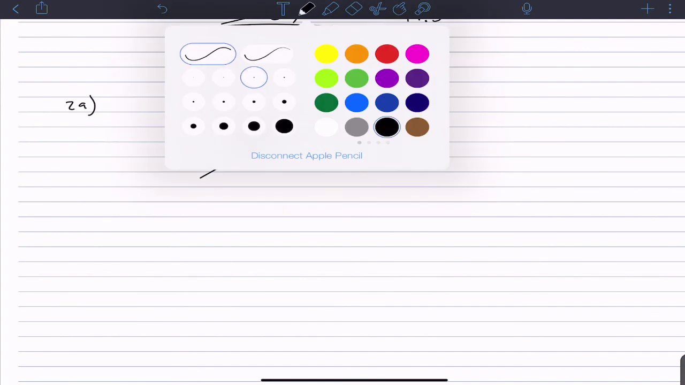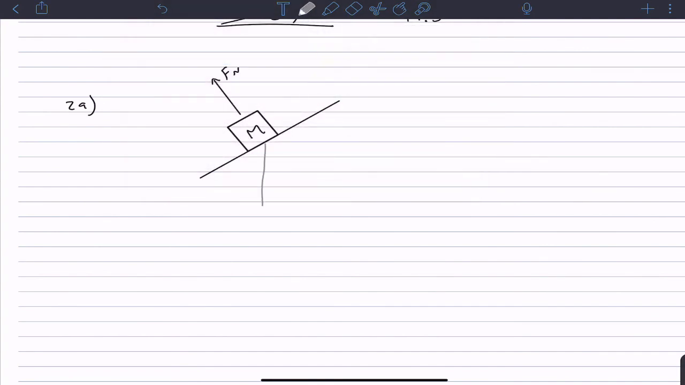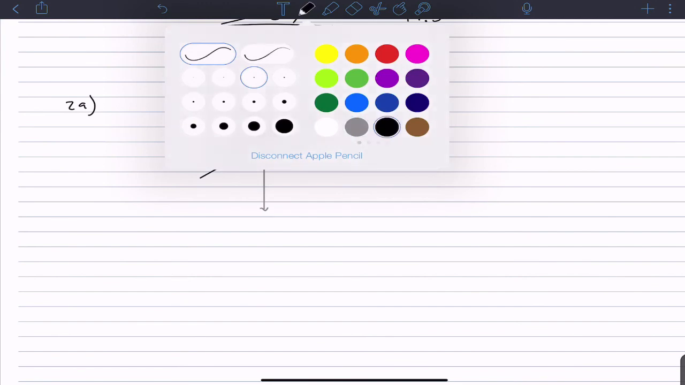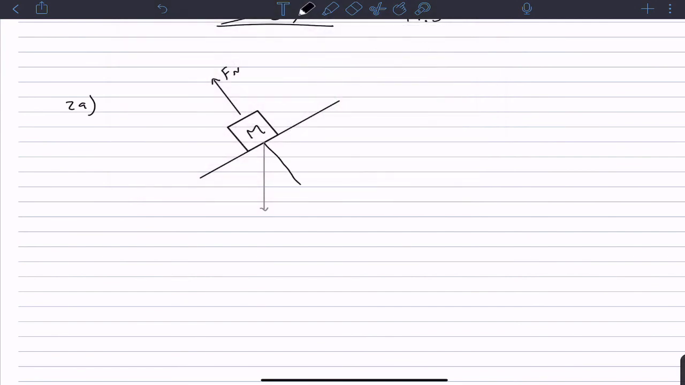All right, so here's our mass. Let's recall our free body diagram for this type of situation. Pretty much we have the same setup. I'm just going to put this in gray. This is the weight force pulling down, right? Which gives us a y component. We'll call this y, and then an x component.